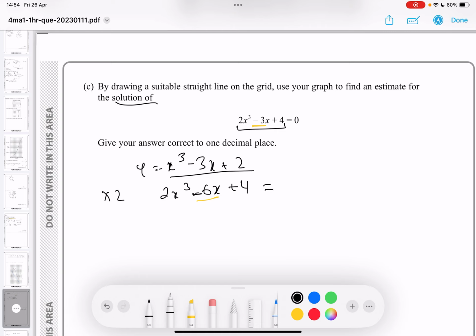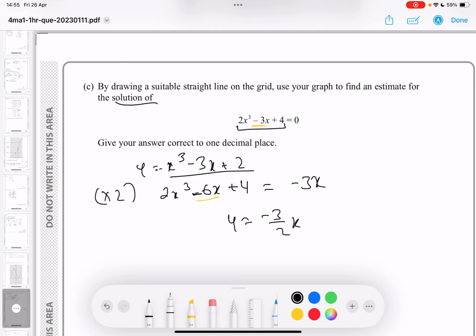So what can we do? We need to draw a straight line, remember? So from minus 6x to minus 3x, we add 3x, okay? So the straight line we have to draw is minus 3x, because if you add 3x to both sides, you'll get 2x cubed minus 3x plus 4. But be careful, because remember, we multiplied this equation by 2. So the actual equation we'll be drawing is minus 3 over 2 x. You have to make sure you divide by 2 at the end.